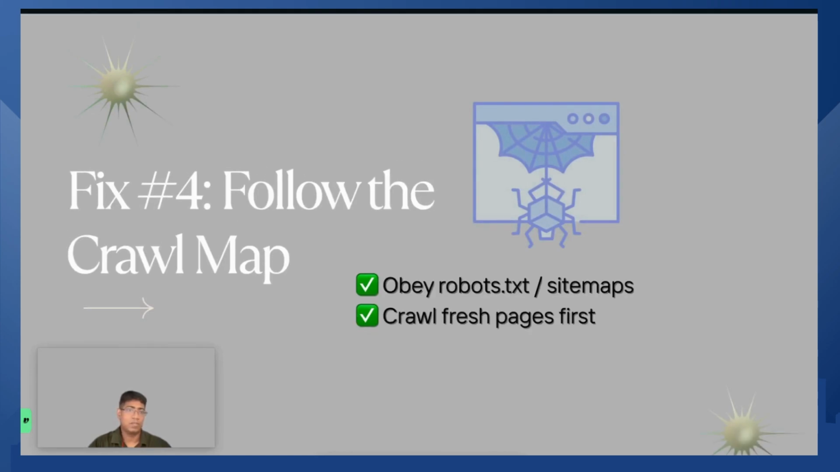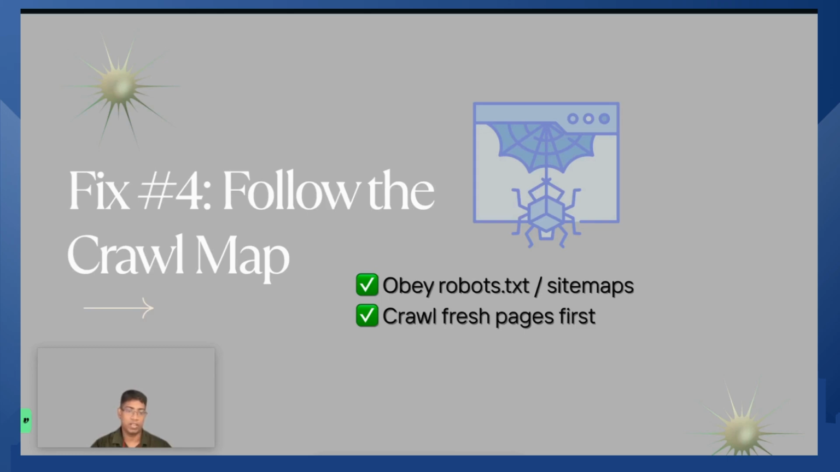The next step is to follow the crawl map. So let's say you have a website to scrape and it will have a sitemap where it lists all the pages. So if you need only the latest URLs, you can just look at the sitemap and compare with the previous data, and you can identify only those fresh pages, and you can crawl only those fresh pages. That's the best way to do this.